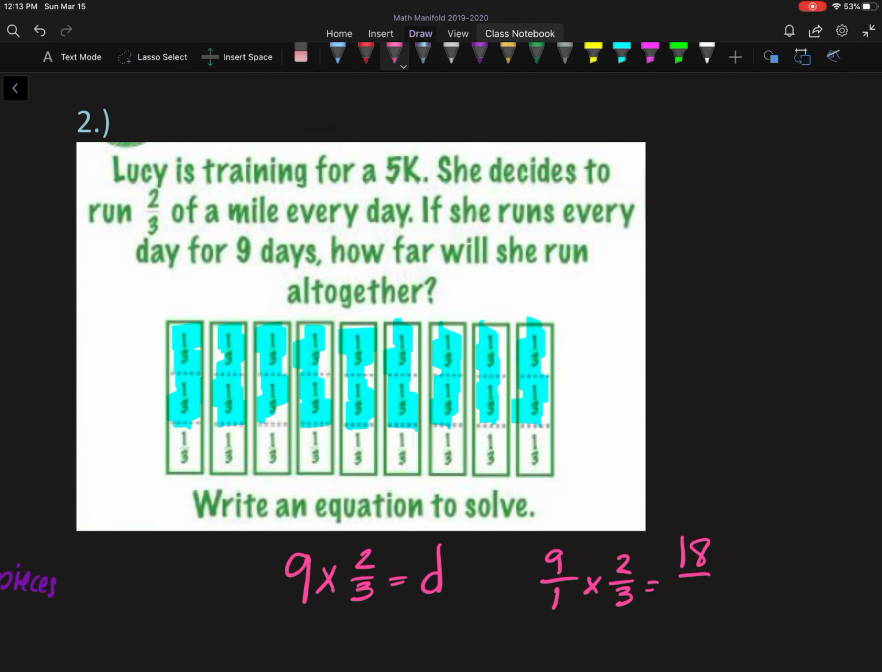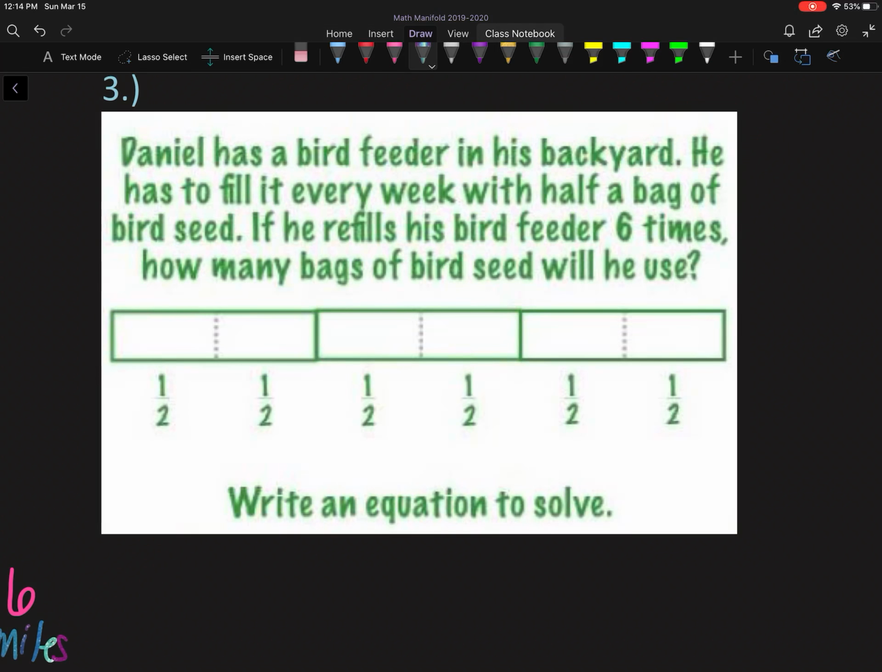All right, so Daniel has a bird feeder in his backyard. He has to fill it every week with half a bag of bird seed. If he refills his bird feeder 6 times, how many bags of bird seed will he use? So we're showing that he has 1/2. He filled it up 1 time, 2 times, 3 times, 4 times, 5 times, and 6 times. And then they're wanting to know how many bags of bird seed he would use. Well, 2 halves together make a whole. So then I have 2 wholes, and then I'm left with 3.